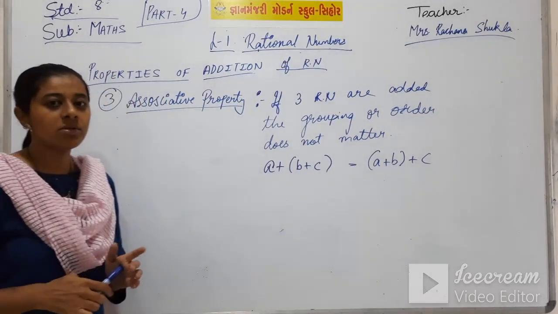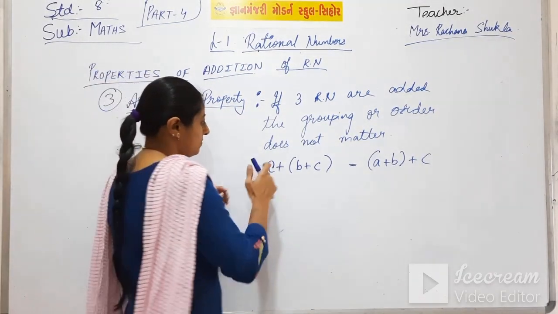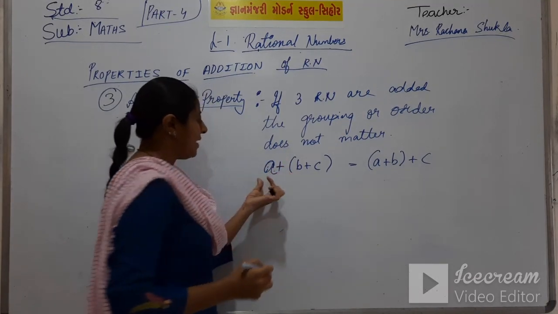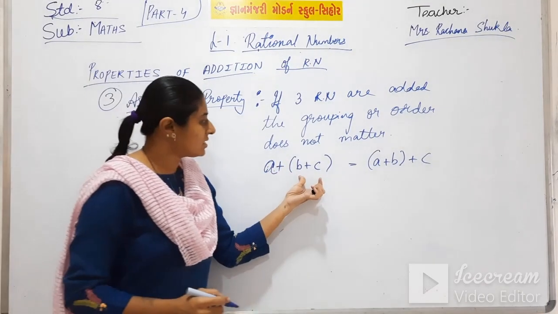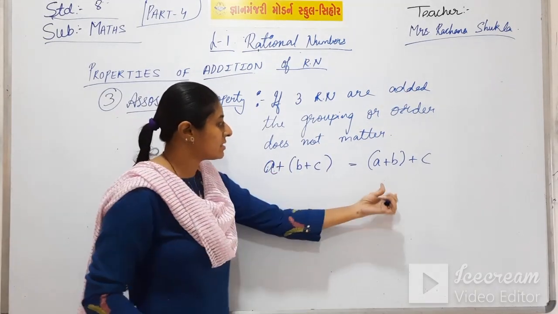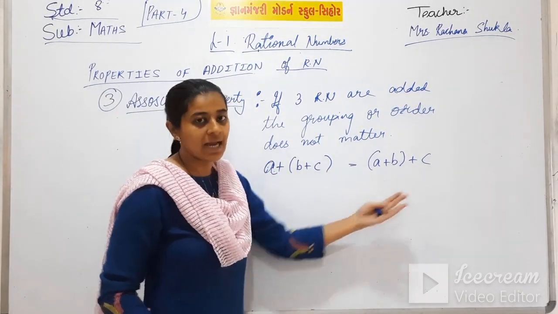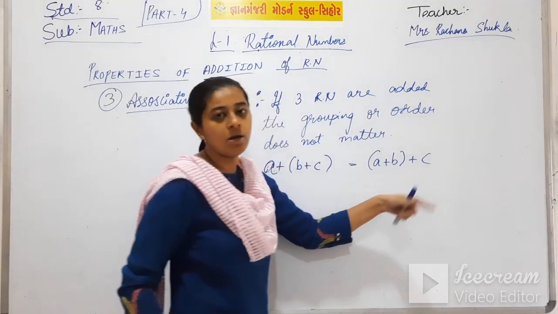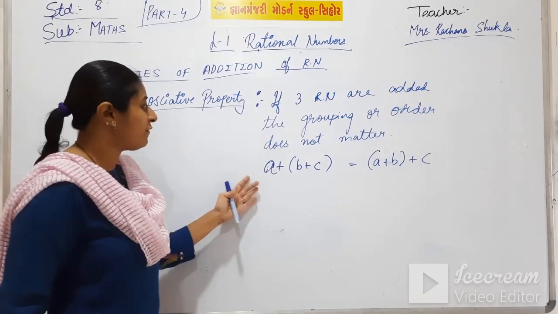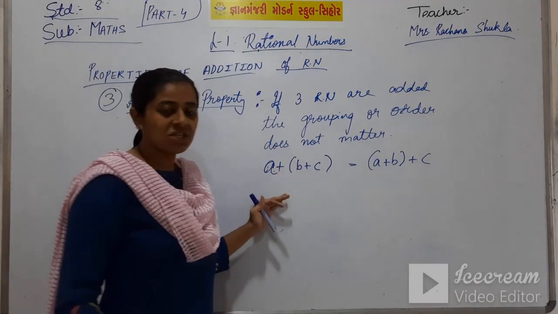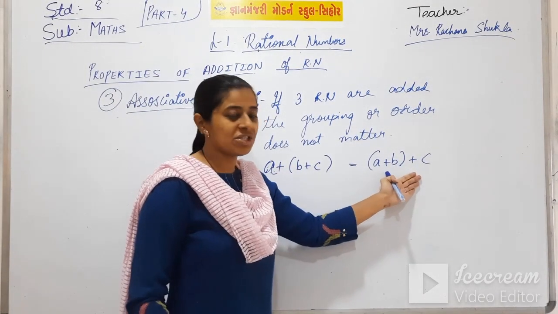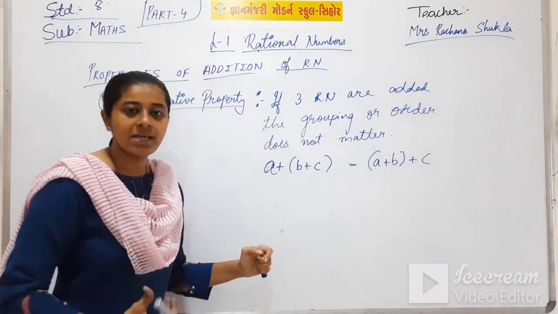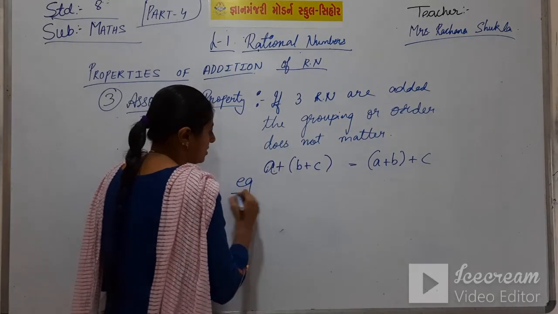Here we have formed the group. A is alone, and B and C are together in a bracket. In the same way, on the right-hand side, A and B are together in a bracket and C is alone outside the bracket. If we add these, the LHS and the RHS, we will get the same answer. Let's take an example for proving this.